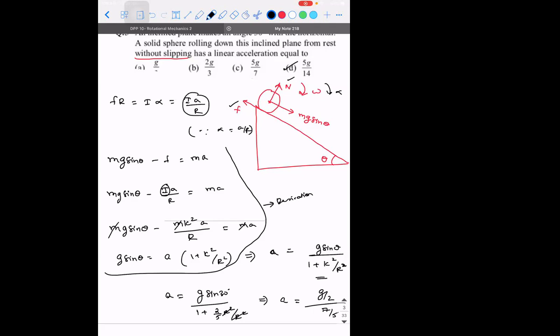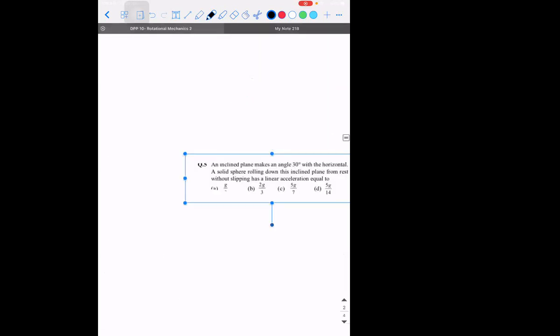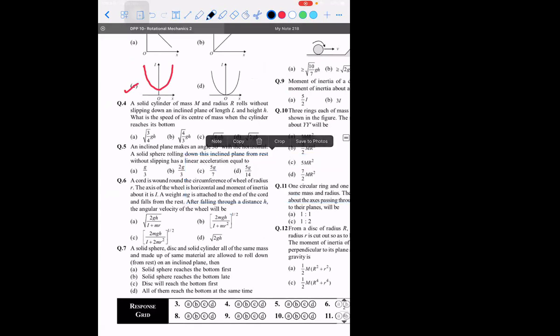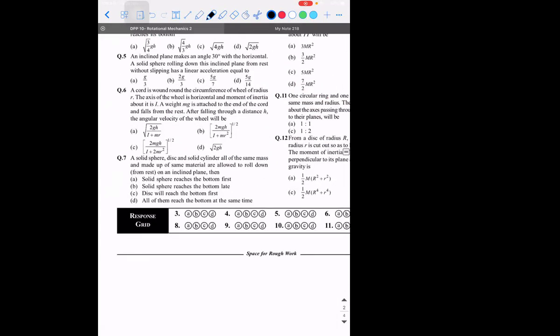Okay. So I'm proceeding to the next question. That is the sixth one, right? A cord is wound around the circumference of a wheel of radius r. The axle of wheel is horizontal and the moment of inertia of it is I. A weight mg is attached at the end of the cord and falls from rest. After falling through a distance h, the angular velocity of the wheel will be. Let's see.